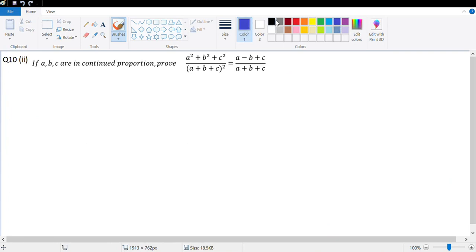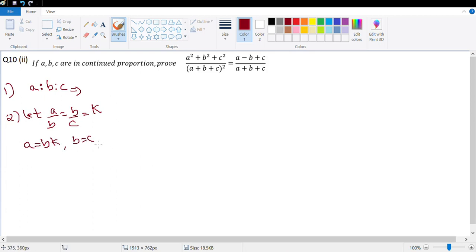It says, if A, B, C are in continued proportion, prove that something is equal to something. So this is basically a question like what we did in our last exercise as well, where A, B, C are given in continuous ratio, which means a continued proportion rather. A is to B is to C. What this gives us is, let A upon B is equal to B upon C is equal to K. Now A is equal to BK, B is equal to CK, which means A is equal to CK square.